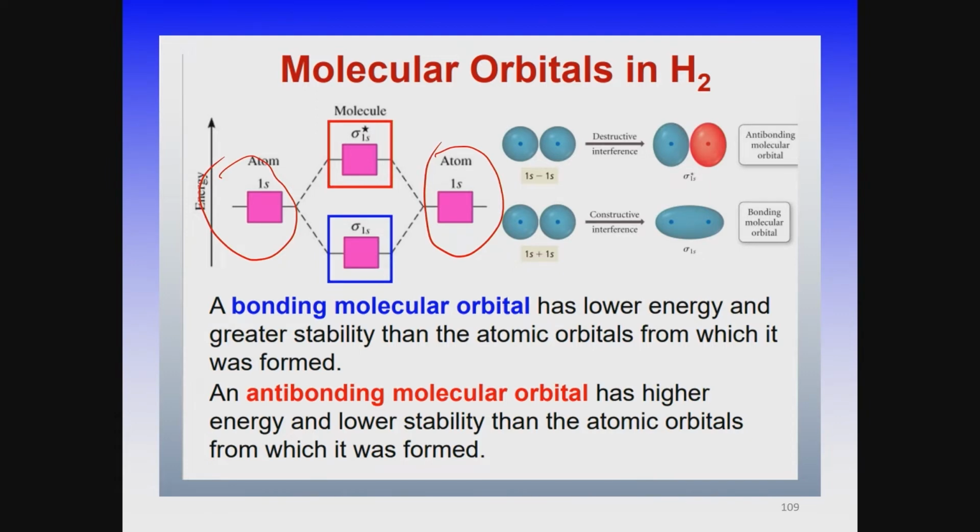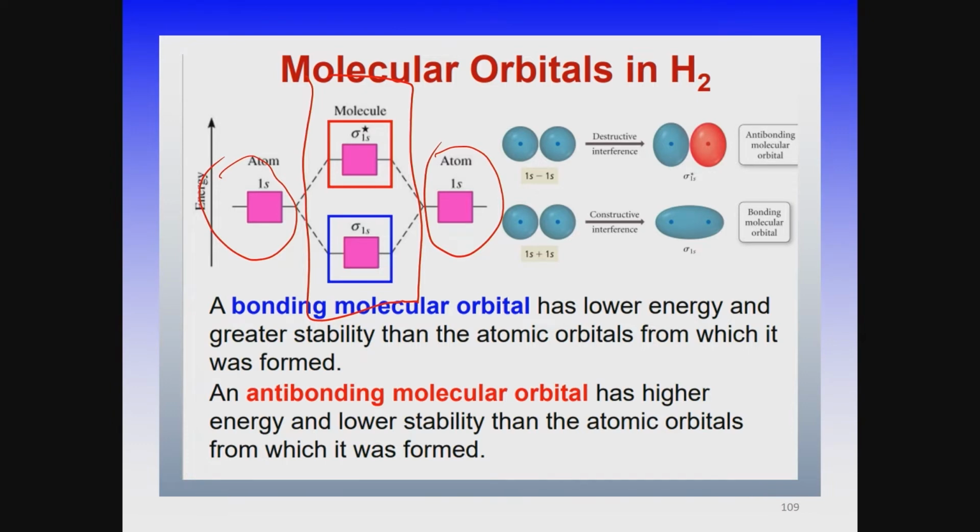What we're showing in this notation is how the two molecular orbitals form. The two molecular orbitals are here. This lower orbital is the bonding orbital, which I've got a blue box around. And the antibonding orbital is above it, which I have a red box around.